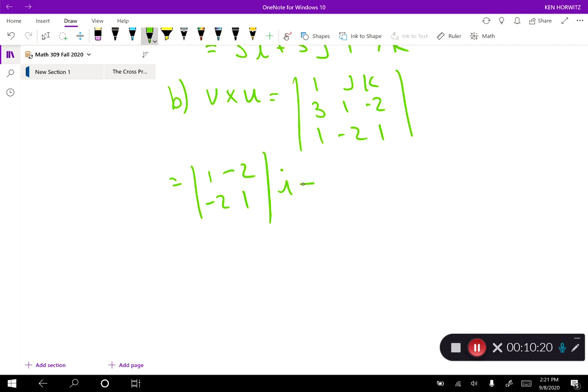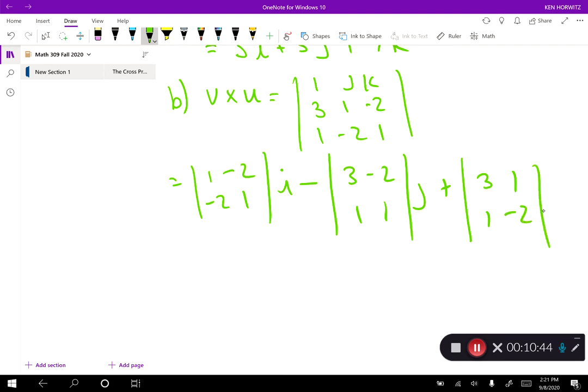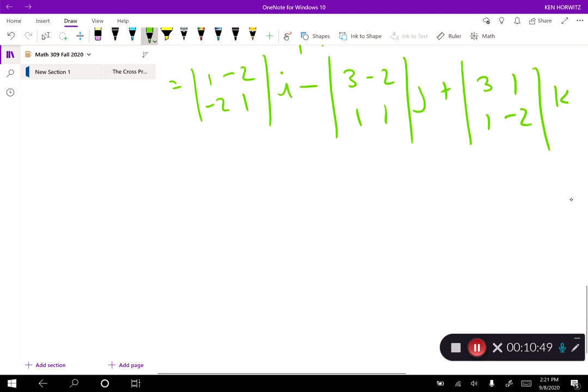And now my sign's going to switch. So minus, cover up my J column. And my determinant is 3, -2, 1, 1, times the value in the top of that column, which is J, plus cover up my K column, and my determinant is going to be 3, 1, 1, -2 times that top value, which is K. All right, so the determinants are now set up. Pause the video. Why don't you work out the result, and I'll give you the answer on the other side.